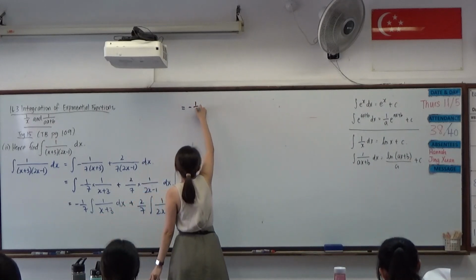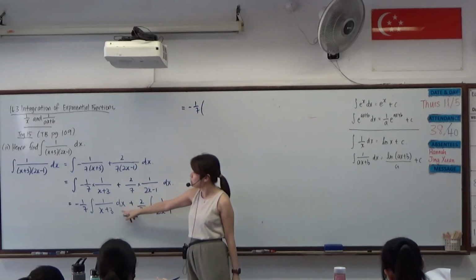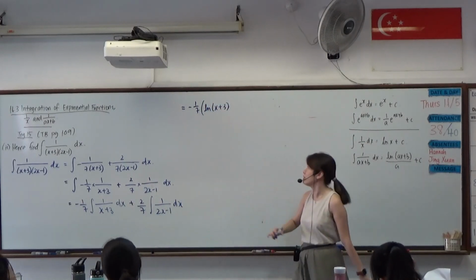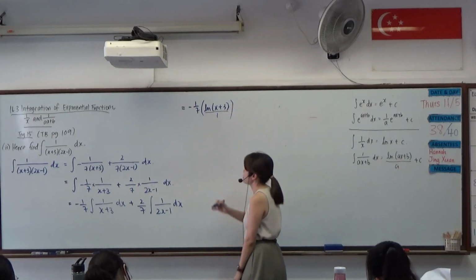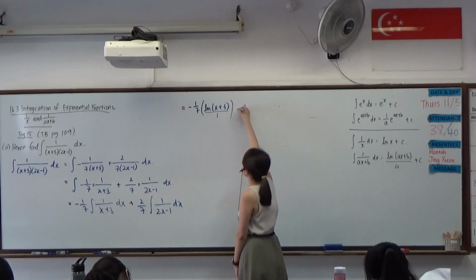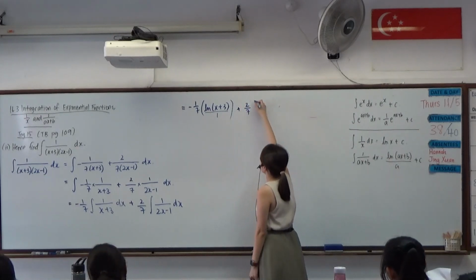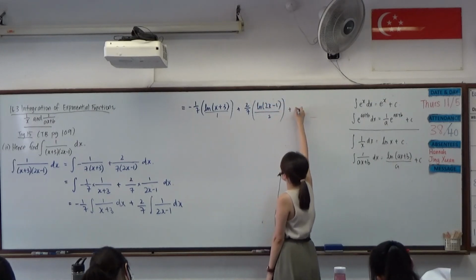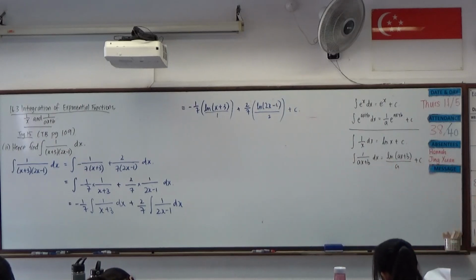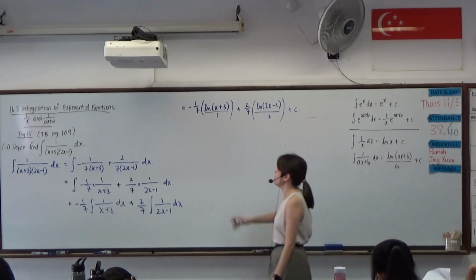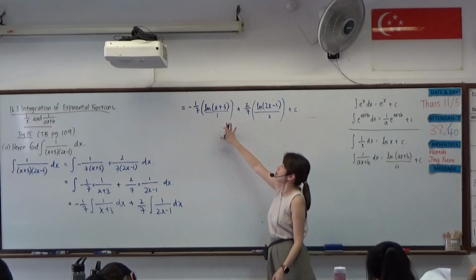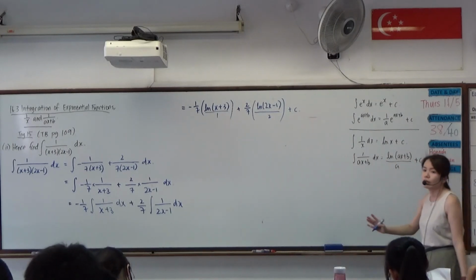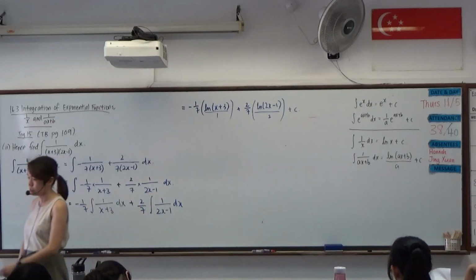The result will be negative 1 over 7. Integrating 1 over x plus 3 gives us ln of x plus 3. The coefficient of x is 1, so actually it's divided by 1. Then plus 2 over 7 ln of 2x minus 1, divided by 2. And then we put the plus c at the end. I really don't bother with putting plus c here and plus c here. Just put all the constants together and represent with one constant. Good enough already. Don't need to be too picky about showing so many constants.